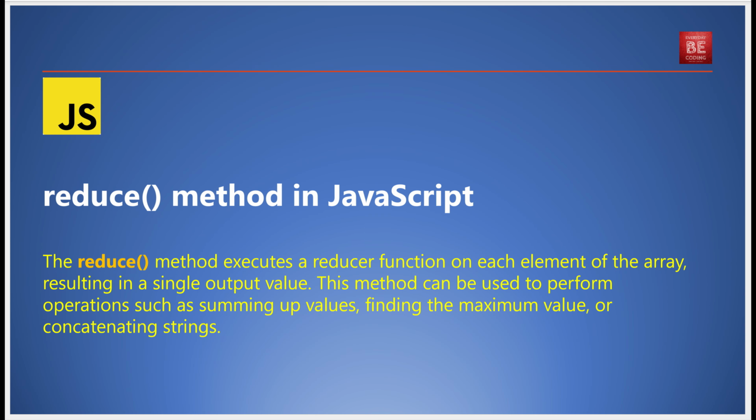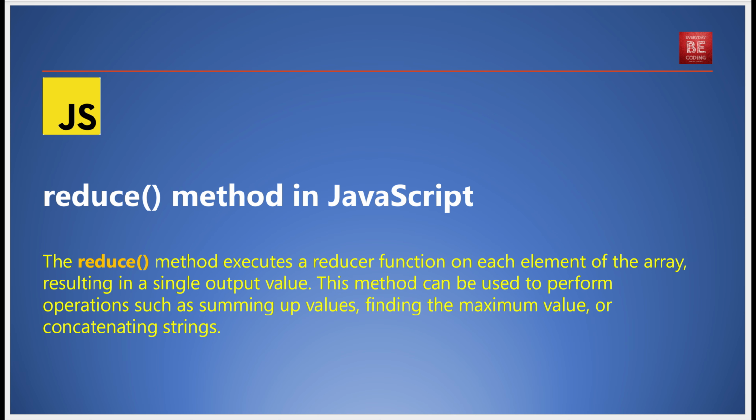Ever pondered over how to sum up values or find the maximum value in an array using JavaScript? Well, today we're diving into the world of JavaScript's reduce method, a powerful tool that can simplify these operations. The reduce method is all about executing a reducer function on each element of an array, culminating in a single output value. From summing up numbers to concatenating strings, this method is a game changer.